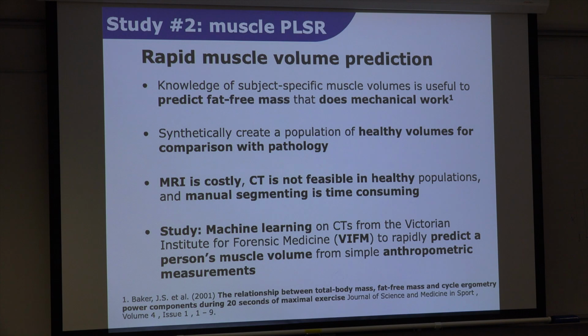Okay, this brings me to my second study, which is rapidly predicting fat-free muscle volume.